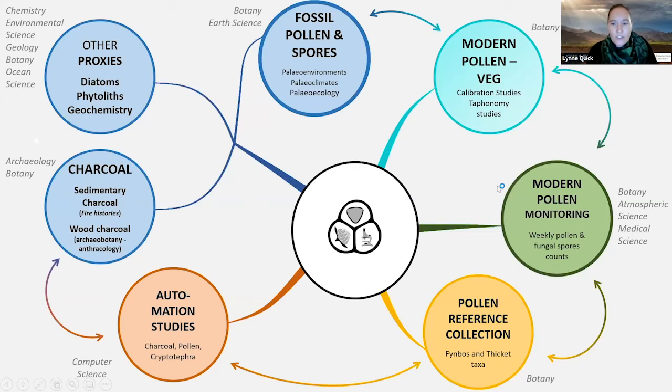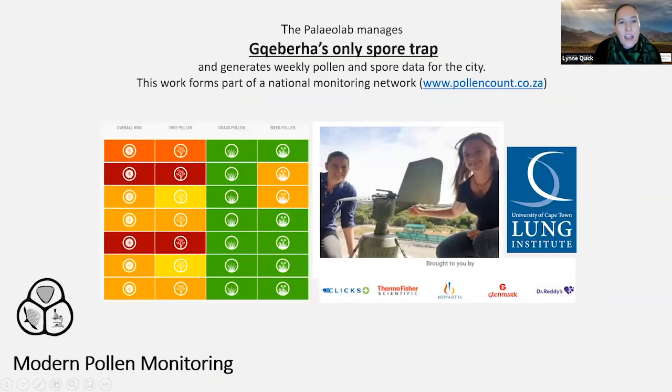That's the turquoise sphere. And then the last different application for pollen that I want to mention today is modern pollen monitoring. That is work that we're doing in a South Africa-wide network called SAPNet, the South African Pollen Network. The website there is pollencount.co.za. And this application is for allergy sufferers. So we work within the medical industry here, and we produce a pollen report for each week that we put out on this website, and it's for many of the cities in South Africa.